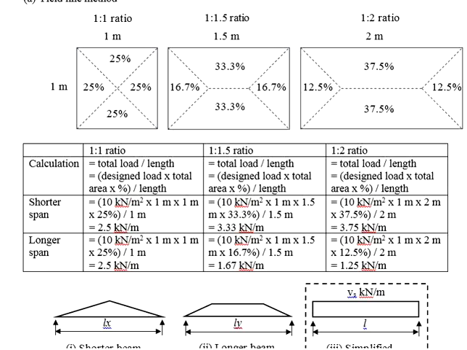As you can see, by comparing different aspect ratios from 1 to 1 to 1 to 2, for the beam here, the UDL increases from 2.5 to 3.75. However, for the beams here, the UDL reduces. This shows how the loads are being distributed in the slab under different aspect ratios.